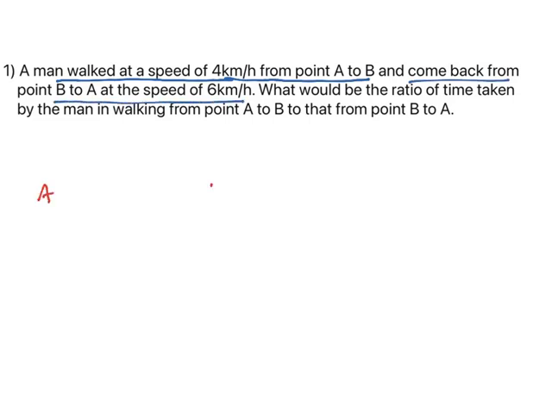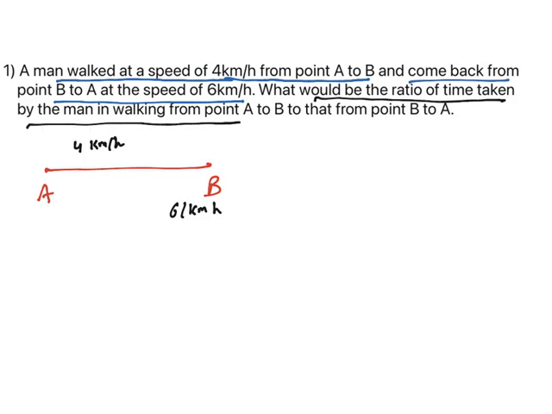See, there is a point A and B. So a man moved in this forward direction at 4 km per hour, and from here he reached back at 6 km per hour. Now what would be the ratio of time taken by the man in walking from point A to B to that of point B to A? Now see, what is R1? It is 4. What is R2? It is 6. What is the ratio?